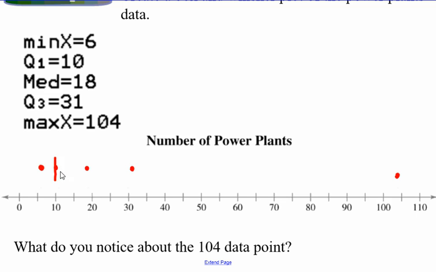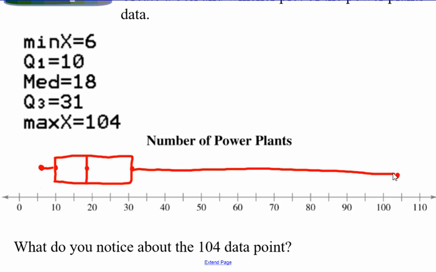I draw a box around quartile 1 and quartile 3. I draw in my median line. I connect these with my whiskers. And then it's always wise to also just state what the values are, because sometimes if you have the original chart, you don't really know, is that 5 or 6? So I'm going to put 6, 10, 18, 31, and 104. Helpful to be as descriptive as possible when making your box plot.